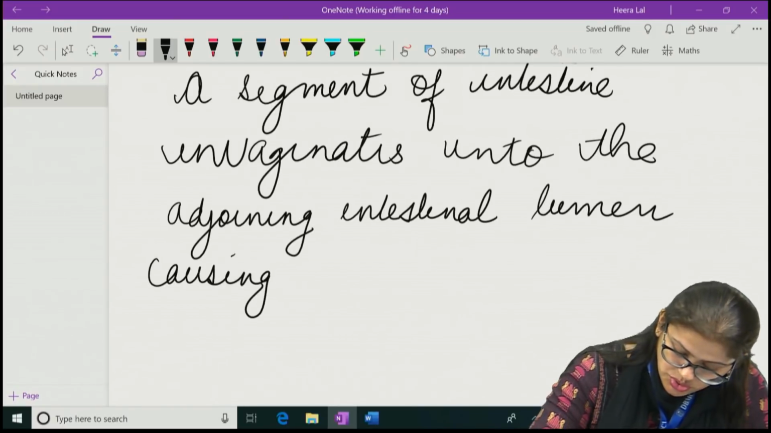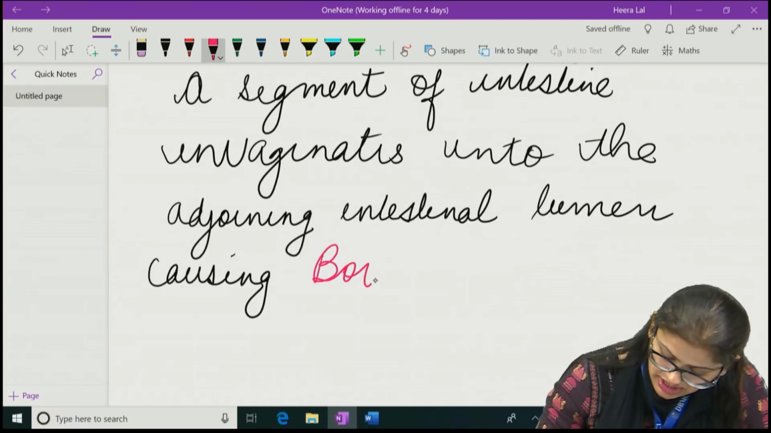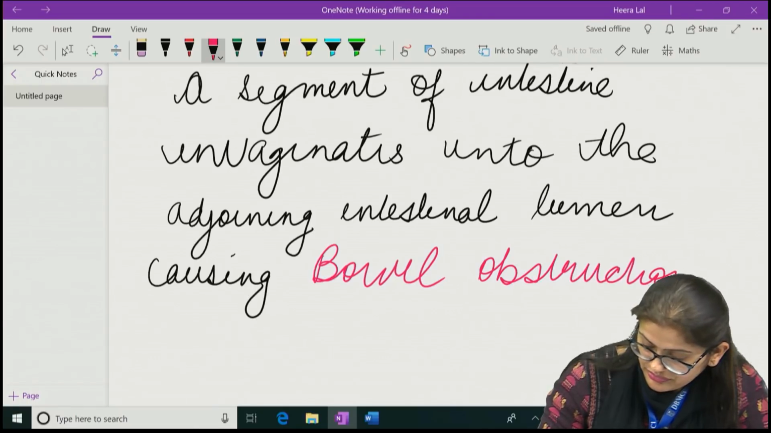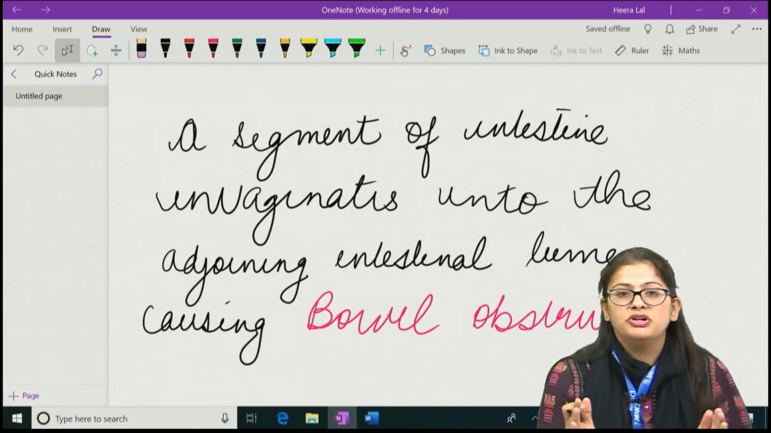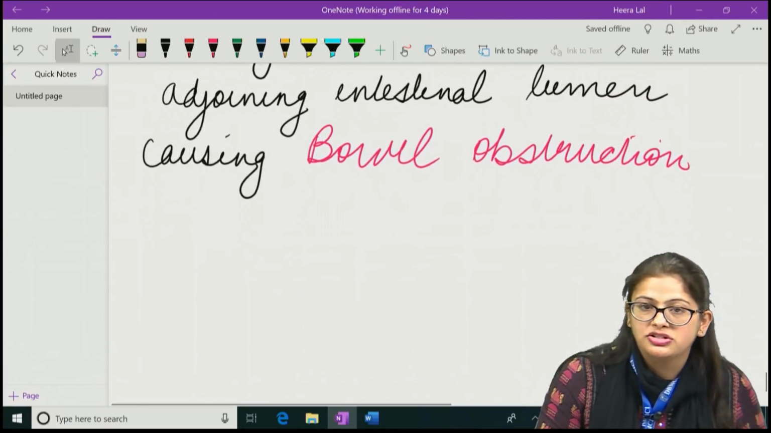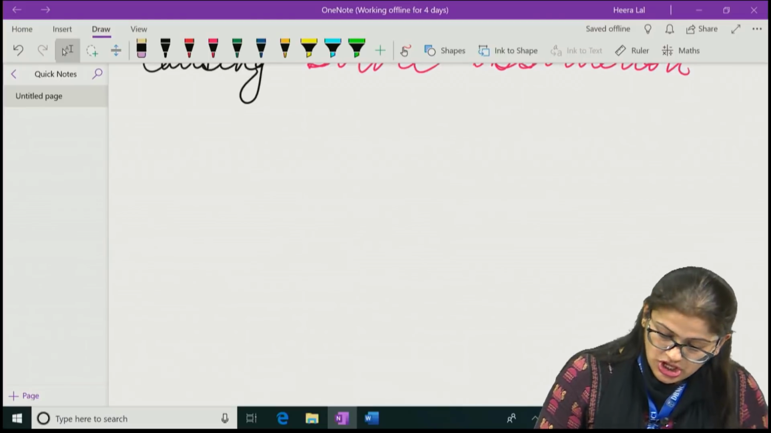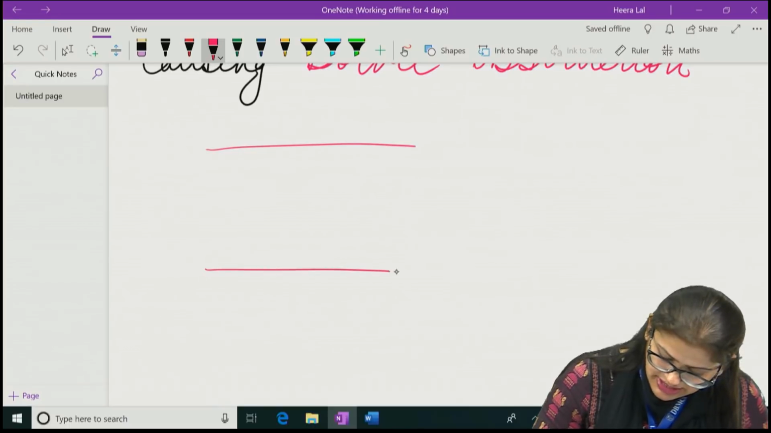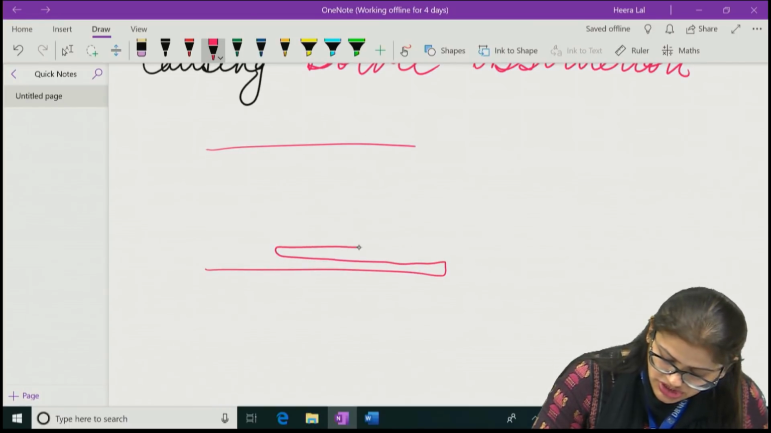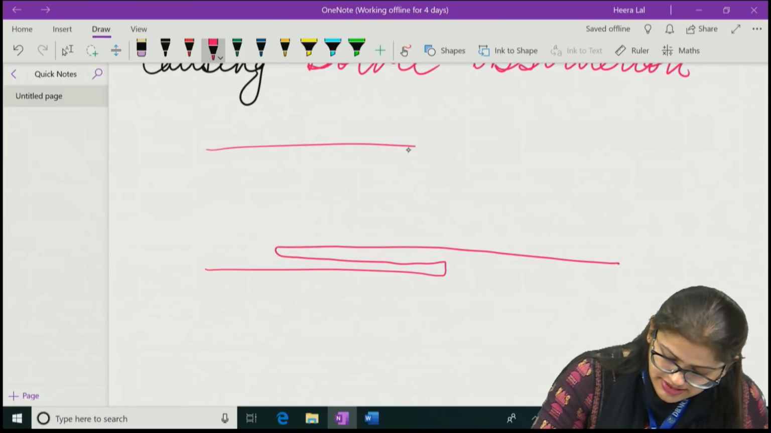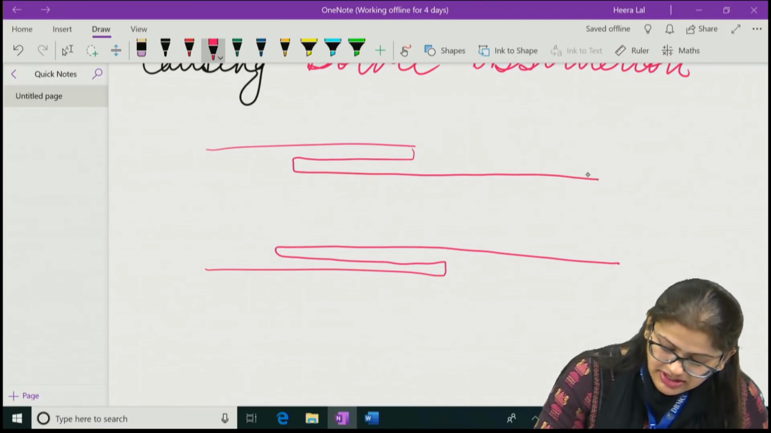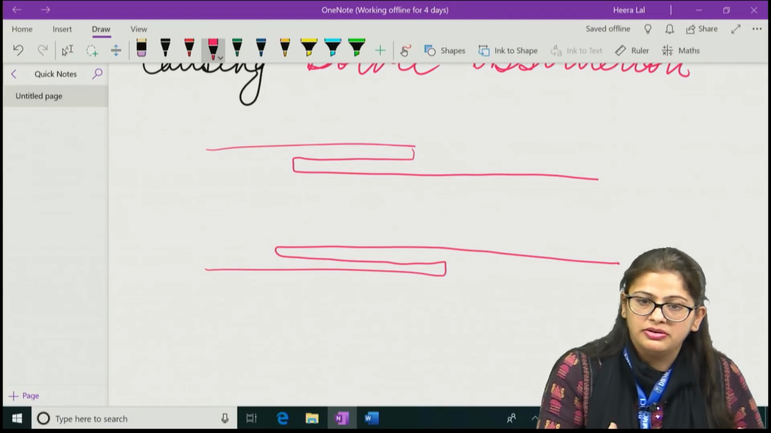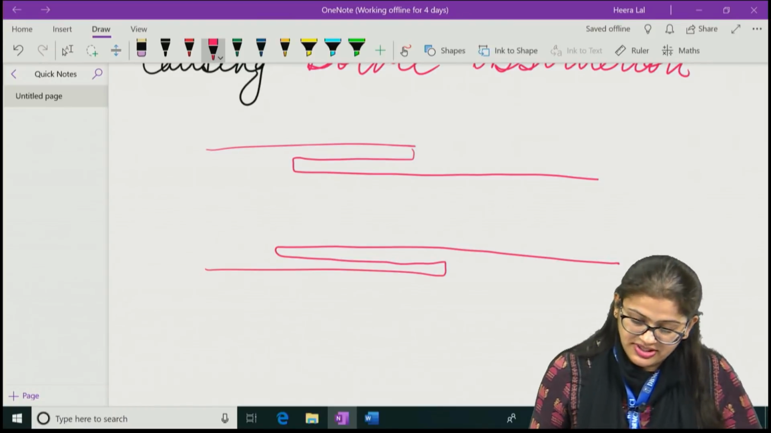So this is what intussusception means. I will just show you a diagram in which it will be slightly more clear. In intussusception, a segment of intestine invaginates into the adjoining intestinal lumen, causing bowel obstruction. So what does it mean? It means like this, if you see the diagram, this is just a diagrammatic representation of how a bowel lumen can invaginate into the other intestine, and this will result in bowel obstruction.